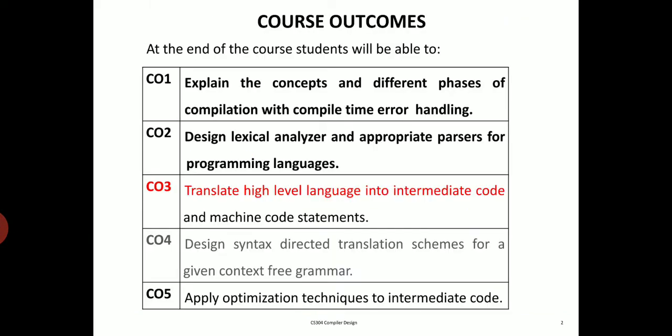Let us have a look into the course outcome of this course, compiler design. The compiler design course has 5 course outcomes. This video presentation focuses on the third course outcome, translate high-level language into intermediate code statements. So that means at the end of this video presentation, the students will be able to translate given high-level language statement to intermediate code statements.